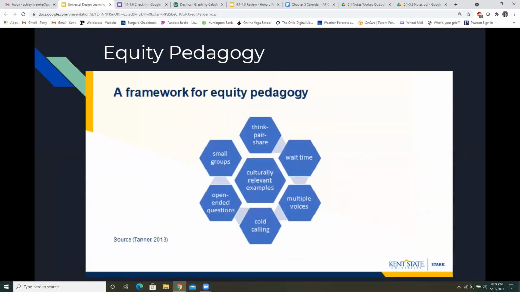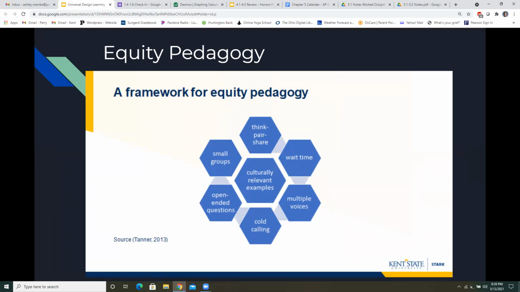So to summarize equity pedagogy a little bit, there are different things you can do in your classroom that can effectively create an environment where the students can feel that there's equitable learning going on. For example, think, pair, share is a good technique that you may have used. Small groups, we all use small groups. Open-ended questions. This is like the huddle equation. You give an open-ended question for which there is no clear answer, and it gets students thinking, and you can give them some time to think about this.